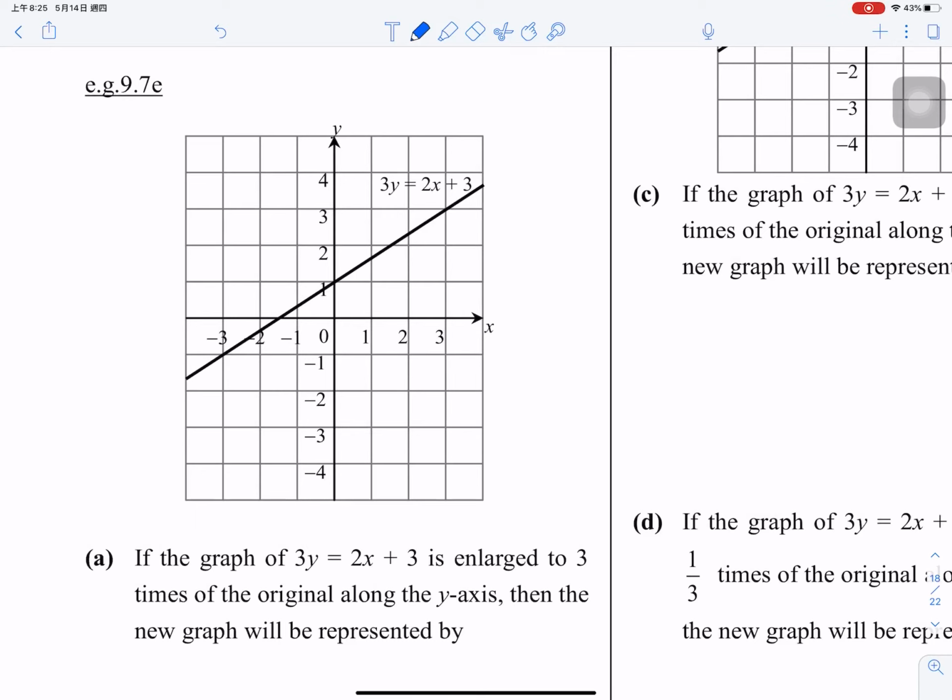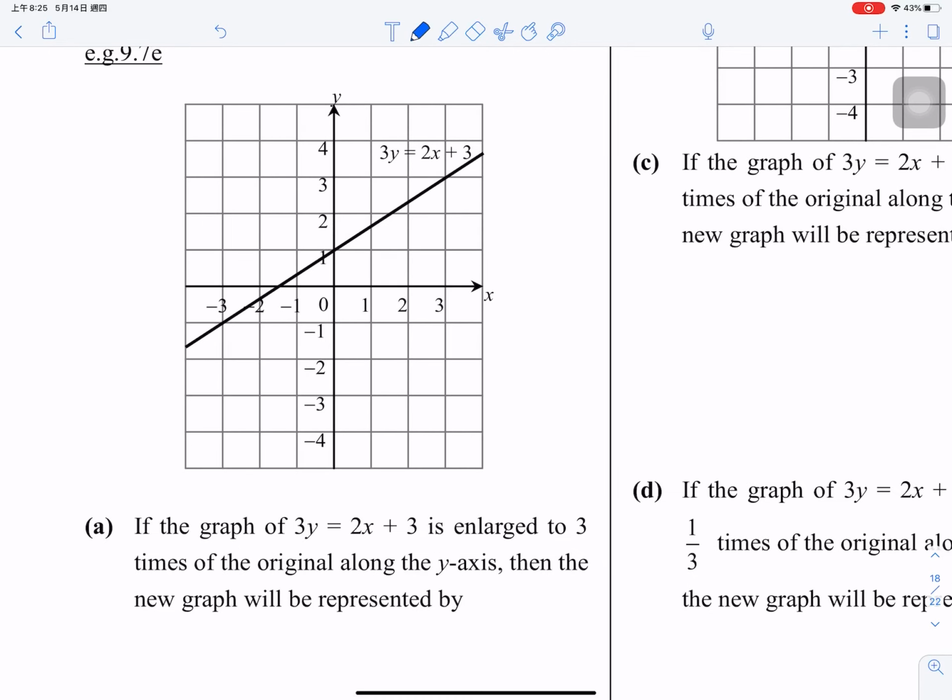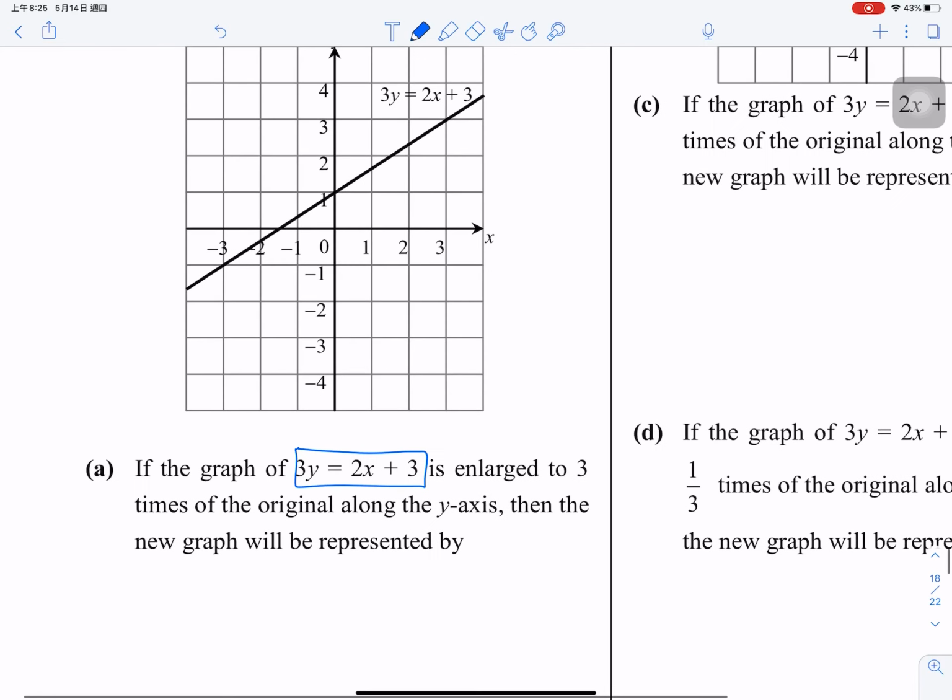9.7e. Let's have a look. In this figure, if the graph of 3y equals 2x plus 3 is enlarged to 3 times of the original along the y-axis, then the new graph will be represented by, okay, how's it change? Here, enlarged to 3 times.